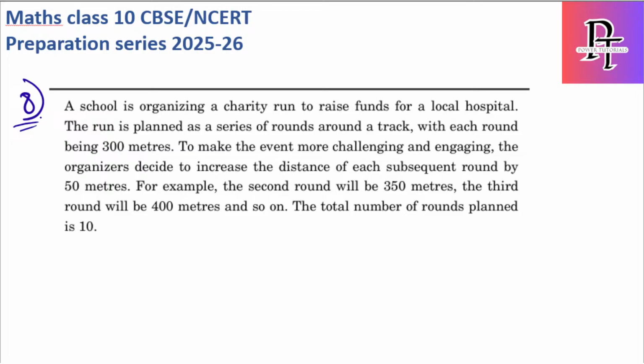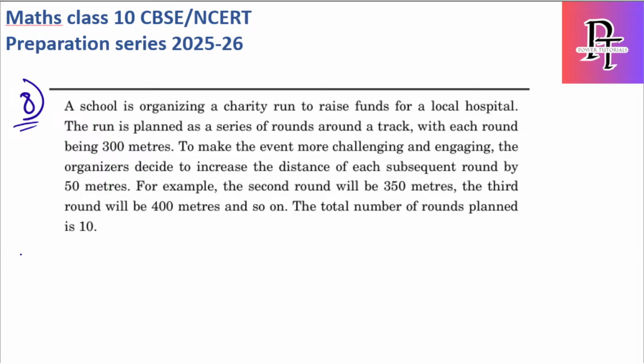A school is organizing a charity run to raise funds for a local hospital. The run is planned as a series of rounds around the track, with each round being 300 meters. To make the event more challenging and engaging, the organizers decide to increase the distance of each subsequent round by 50 meters. For example, the second round will be 350, third will be 400 and so on. The total number of rounds planned is 10.